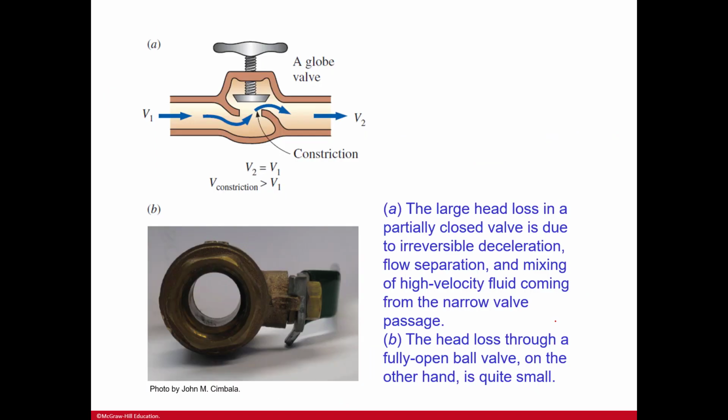Here we've got a globe valve. The large head loss in a partially closed valve is due to the irreversible deceleration, flow separation, and that's because it's interrupting it. The mixing of high velocity fluid coming from the narrow valve passage. And then B, so it's illustrated here in A, and then B, the head loss through a fully open ball valve, on the other hand, is quite small. And that's because it just kind of creates just another small pipe for it to flow through instead of something being interrupted here with this constriction.